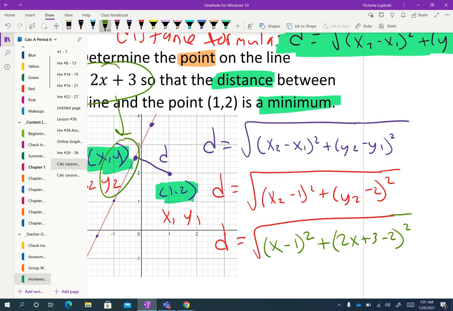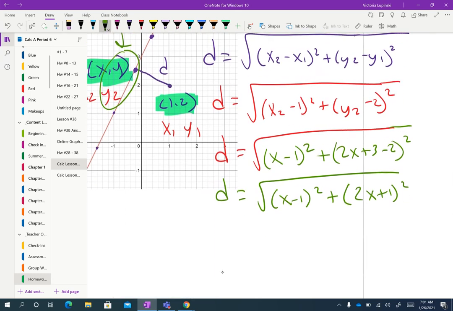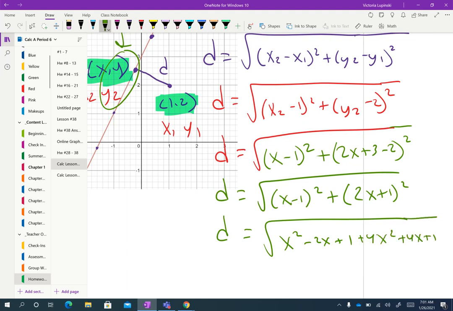Again, you might want to use a separate sheet of paper. You might run out of room. There's kind of a lot of steps here. So to keep going, this is (x minus 1) squared plus (2x plus 1) squared. Now I have to do both of those FOILs underneath the radical. So (x minus 1) squared is x squared minus 2x plus 1, plus 4x squared plus 4x plus 1. I think at this point in your mathematical careers, you should be able to do those FOILs in your head, but if you need to write out all the steps, that would be fine.